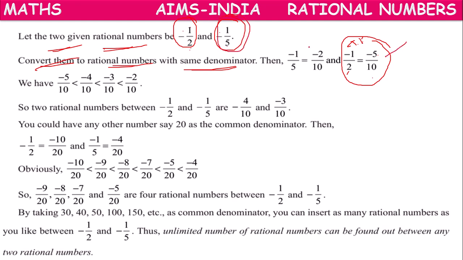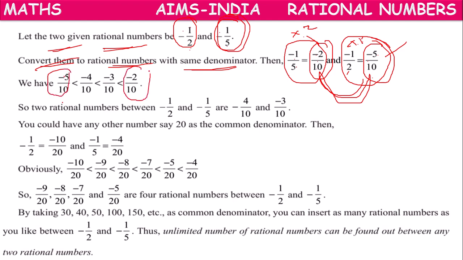Minus 1 by 5, by multiplying with 2: minus 1 into 2 is minus 2, 5 into 2 is 10. Now minus 2 by 10 and minus 5 by 10, both have denominator 10. Now we can write minus 5 by 10 and minus 2 by 10.